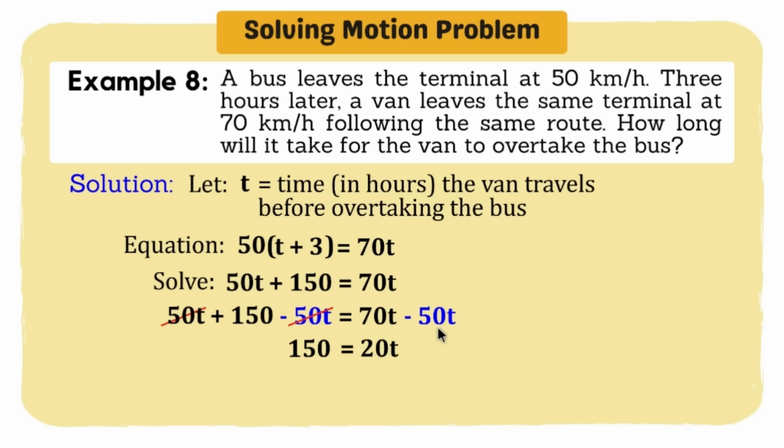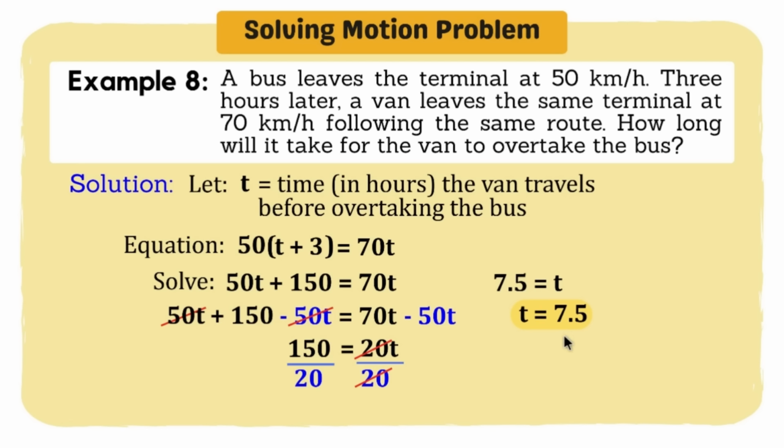Next, pwedeng pagsamahin ito. 70t minus 50t, it will be 20t. Okay, next, we can remove 20 by dividing itself. Magiging 20 divided by 20 para maging 1. 150 divided by 20 magiging 7.5. Okay, baliktarin lang natin. It will be 7.5 hours.